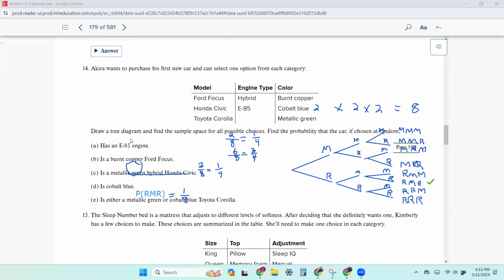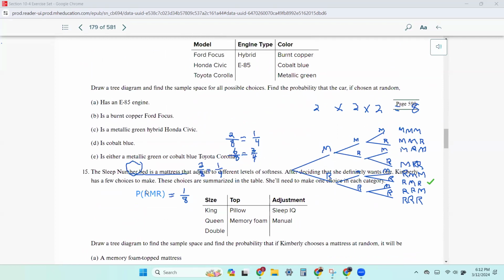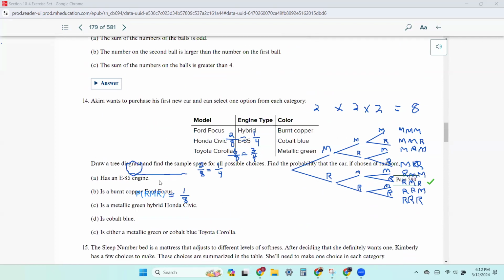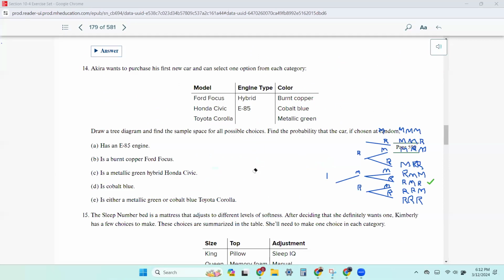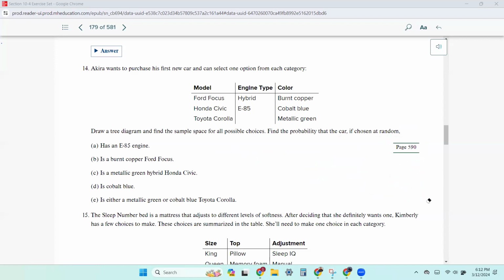All right, this one right here is kind of a pain in the neck to draw a tree diagram for, but we're going to do it. Thankfully, after this section, we don't have to worry about the tree diagrams. The reason you're doing the tree diagrams is just so you can actually see them and count them. So when we get to 10.5, we just do the counting using the counting methods, the proportion, the permutations, and the combinations.